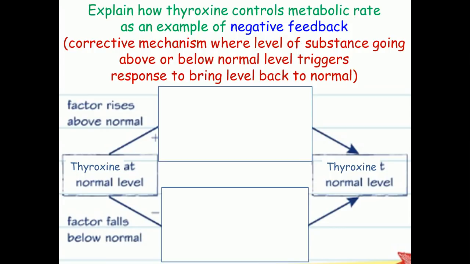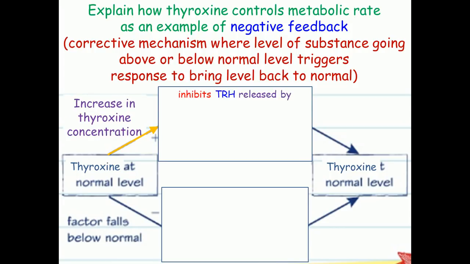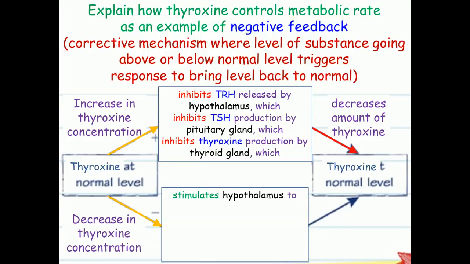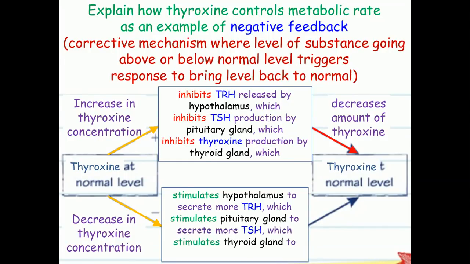So just a recap, you've got thyroxine at normal level. If there's an increase in thyroxine concentration, that inhibits TRH released by the hypothalamus, which inhibits TSH production by the pituitary gland, which inhibits thyroxine production by the thyroid gland. And this decreases the amount of thyroxine back to normal level. And if there's a decrease in thyroxine concentration, it stimulates the hypothalamus to secrete more TRH, which stimulates the pituitary gland to secrete more TSH, which stimulates the thyroid gland to secrete more thyroxine. And that increases the amount of thyroxine.